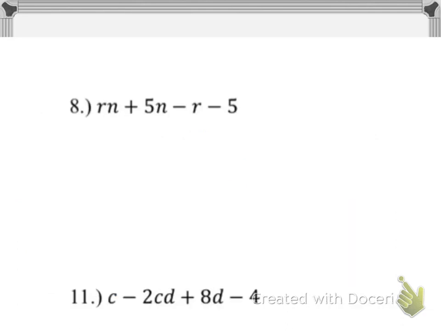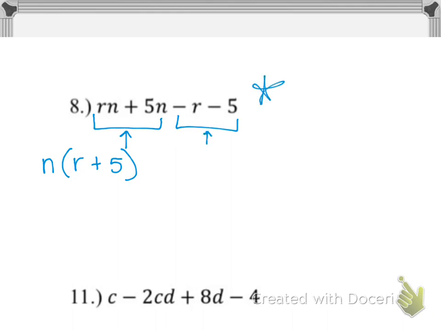So let's look at number 8. So again, I'll group the first 2 terms and the second 2 terms. So from the first group, I can factor out an n. So that leaves me with r plus 5. Now from the second group, something that you have to know, as I'm going to start this problem, is that this term here cannot be negative. So that means I have to factor out a negative.